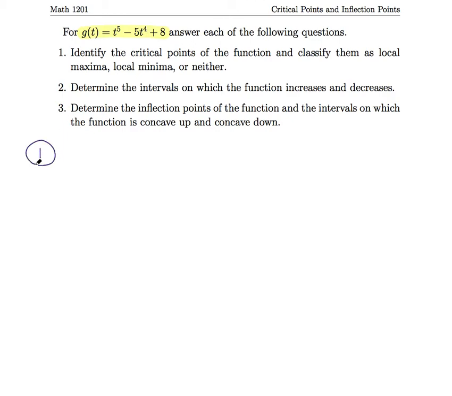Okay, so our first question here is we want to identify the critical points of the function and then classify them. So whenever we want to find the critical points, the first thing we're going to do is first compute the first derivative. So in this case, it is 5t to the fourth minus 20t cubed, and then plus 0 from this constant term. So I'm not even going to write it down.